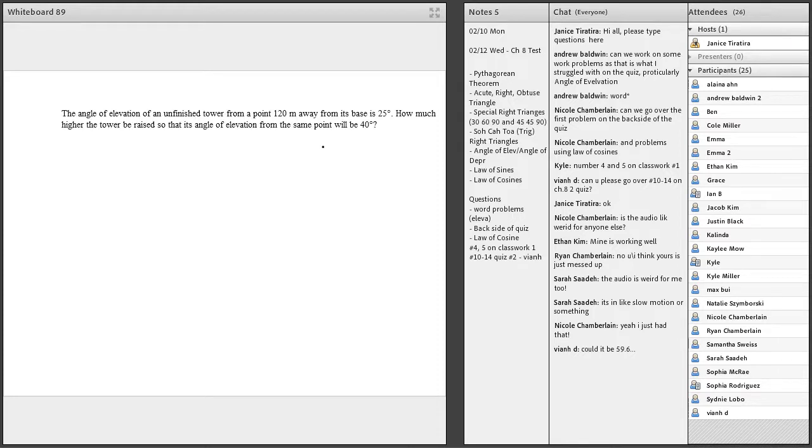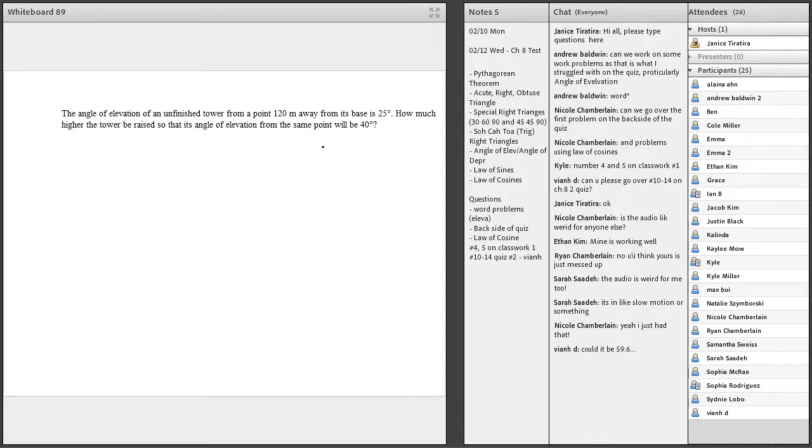Okay. So here's the next one. Angle of elevation of an unfinished tower. So Kyle, please let me know if this is the right one, because I didn't number the classworks and I have a digital file, so hoping this is the right one. So if Kyle is still here, please confirm.